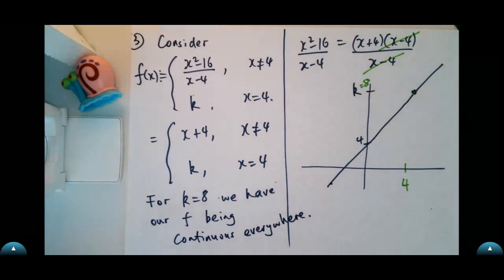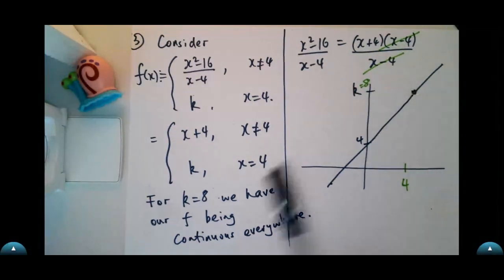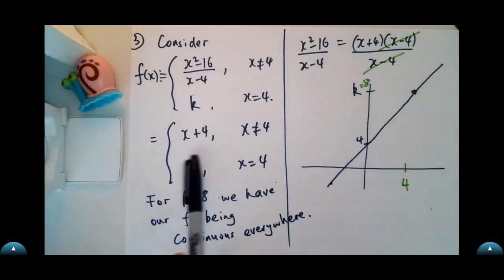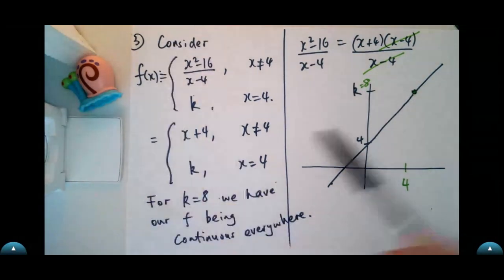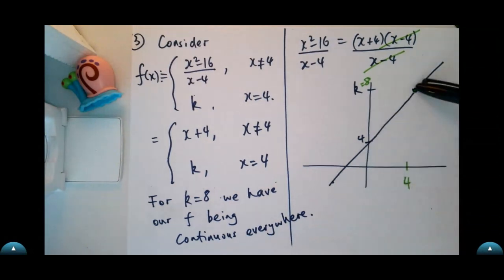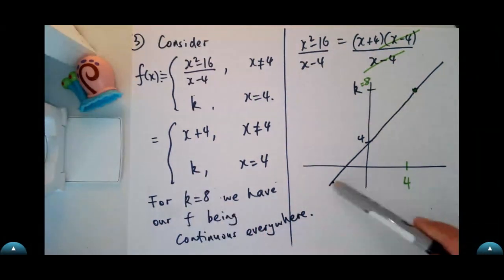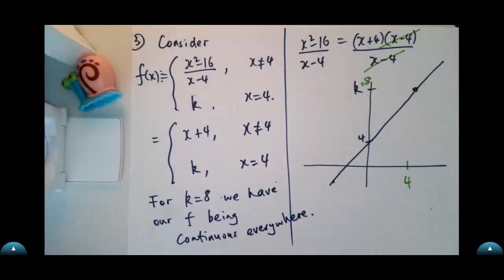Okay, Aditi, we're choosing k to be 8. They want us to choose a value of k so that this whole thing is continuous everywhere. And you can see from the graph, the only way to plug that hole is to make the value at x equals 4 equal to 8. That's it. So it's up to us to find a k that makes sure that this thing is continuous everywhere.